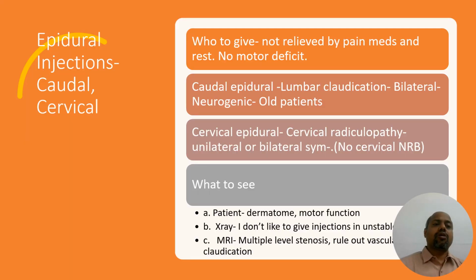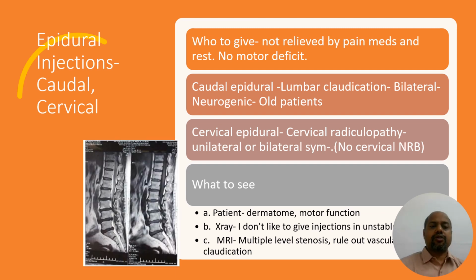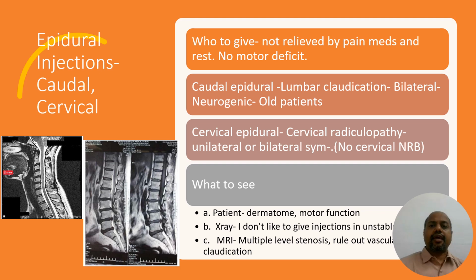Now let's come to epidural injections, the caudal and the cervical. Who to give them to? These are patients who have not got relieved by any pain medications and rest and have not got any motor deficit. Caudal epidural injections I generally give in lumbar claudication, in which bilateral neurogenic pain is there in old patients. Cervical epidural I generally give in patients who have cervical radiculopathy, whether unilateral or bilateral. I generally don't tend to give cervical nerve blocks because those have high chances of complications.